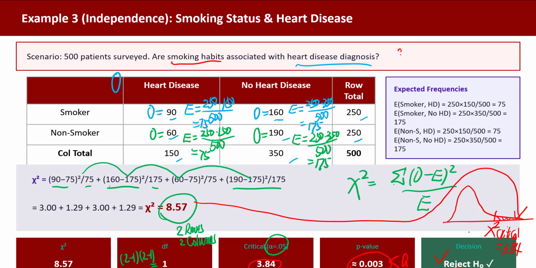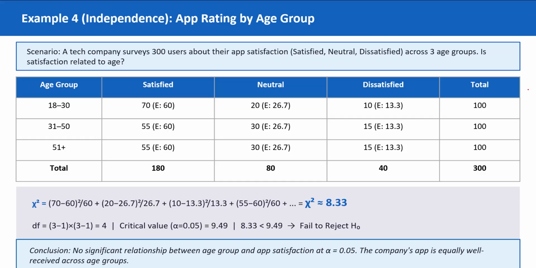Smoking habits associated with heart disease diagnosis. So that's our conclusion. So that's example 3. Let's look at example 4.